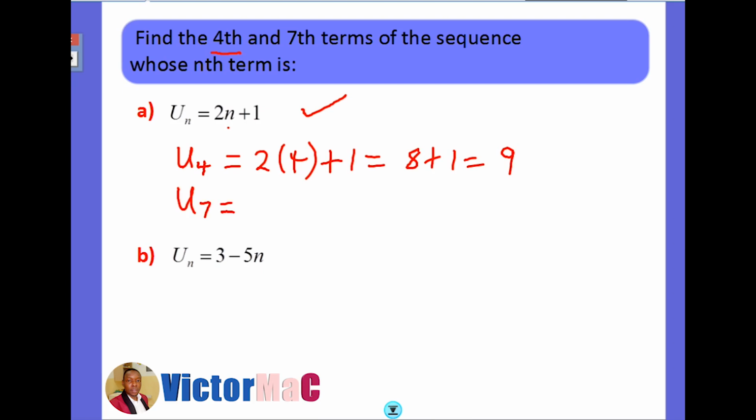We are looking for the seventh term. All you have to do is plug in your n as 7. So we have 2 times 7 plus 1 in this same formula here. That's 14 plus 1, we have 15.